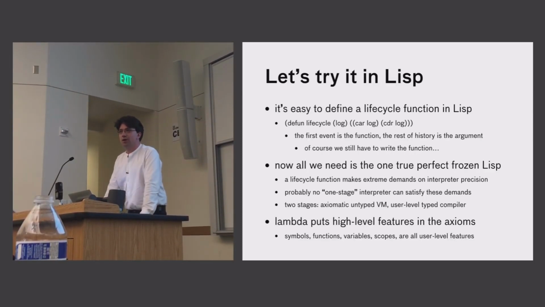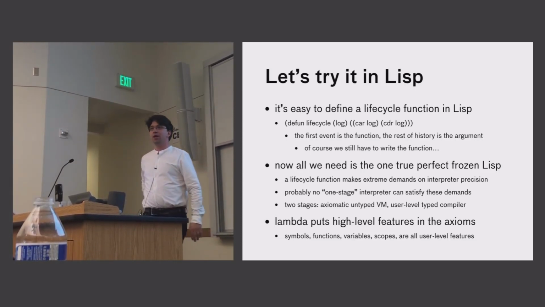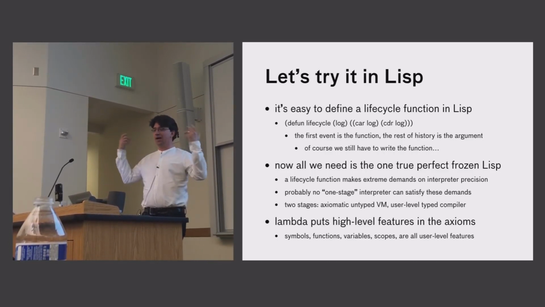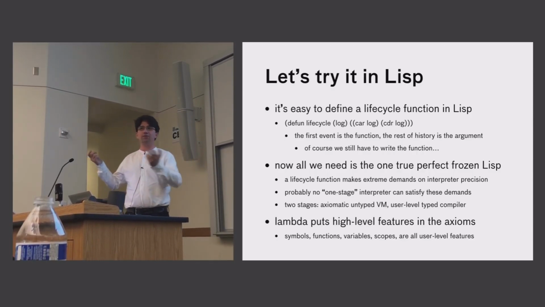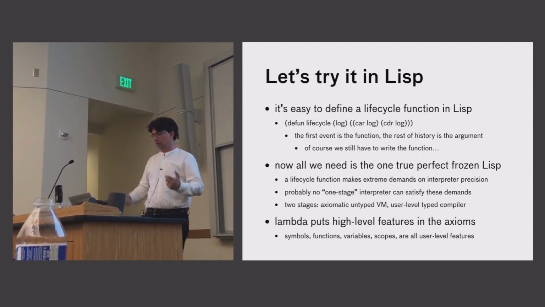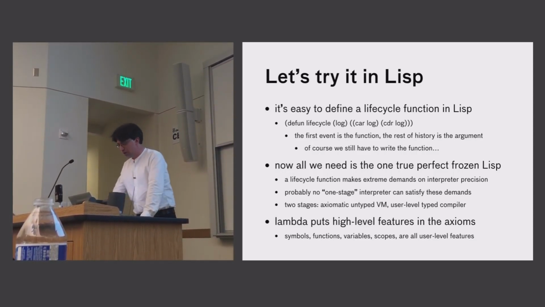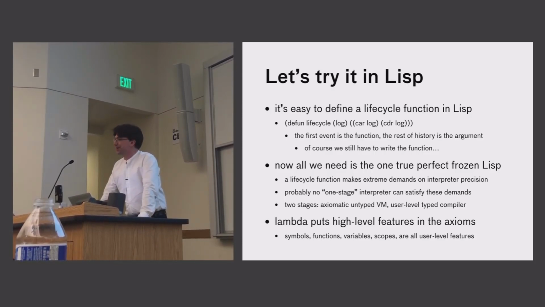Probably a lot of Lisp fans in the audience. Let's try doing this in Lisp. It's actually easy to define a lifecycle function in Lisp. You simply say, okay, the first event in the log is my operating system, and the rest of the log is the rest of the events. So run the operating system on the rest of the events. You still have to write the function, but okay, you've made progress. And now all we need is the one true Lisp. I think all Lisp needs is the one true Lisp.